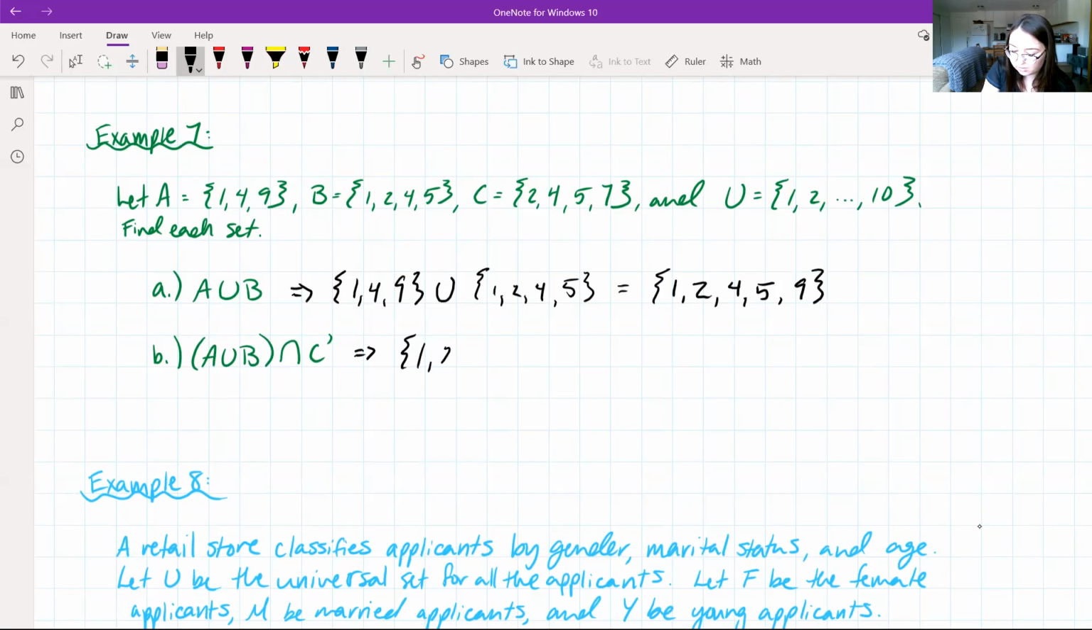So we have 1, 2, 4, 5, and 9. And then we're taking the intersection with C prime. So let's find out what C prime is. C itself is 2, 4, 5, and 7. So C prime, remember, is all the elements that are not in C but are in U. So C prime is going to be 1, 3, 6, 8, 9, and 10.